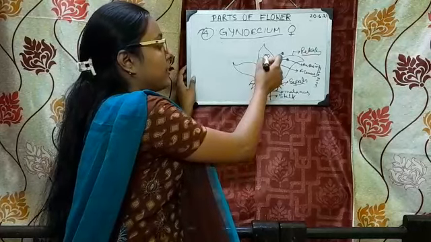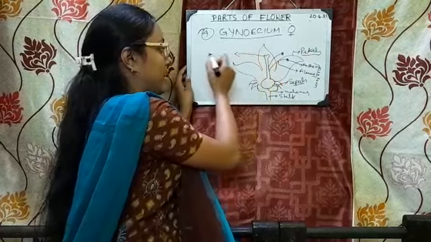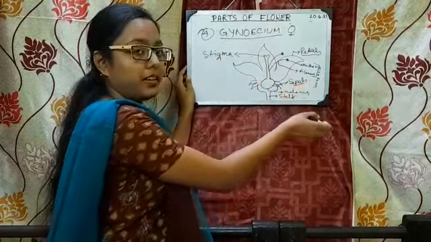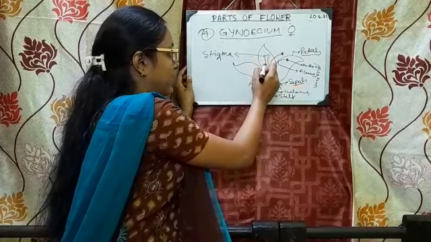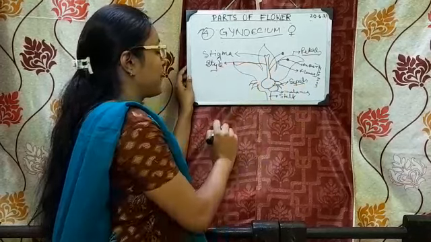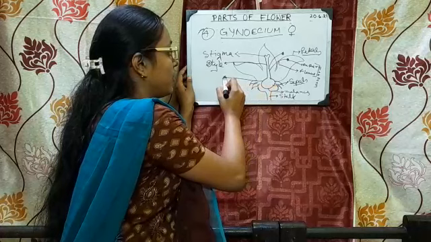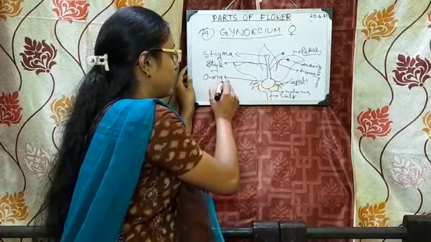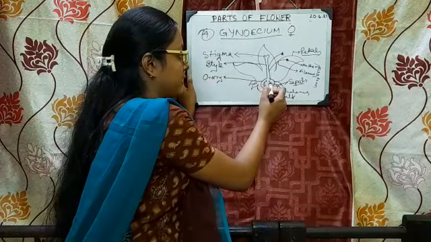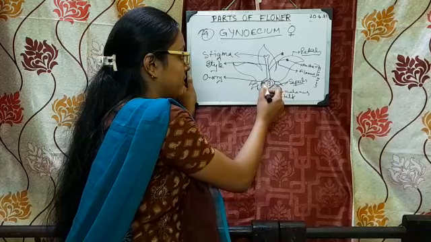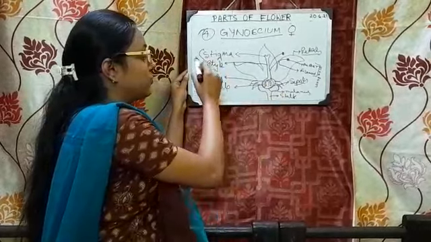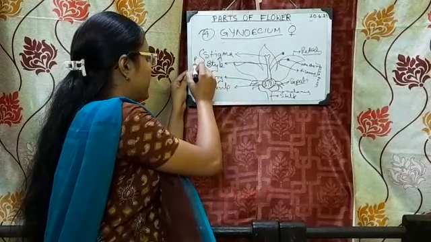This deep portion is called stigma, which helps to receive the pollen grains. Okay, and this tube-like portion is called style. And this is ovary, and ovary contains small rounded bodies which are called ovules. Together these 4 parts form the pistil.